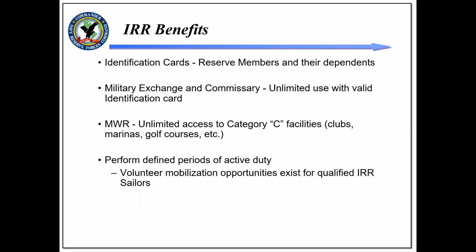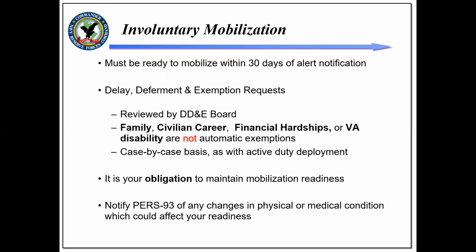IRR benefits. You get identification cards for reserve members and their dependents, military exchange and commissary unlimited use with your ID, MWR unlimited access with Category C facilities, and you can perform defined periods of active duty. Volunteer mobilization opportunities exist for qualifying IRR sailors. Involuntary mobilization: must be ready to mobilize within 30 days of alert notification.